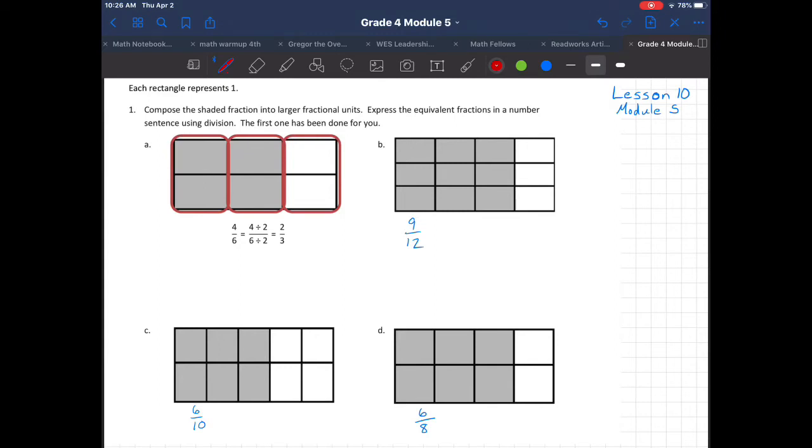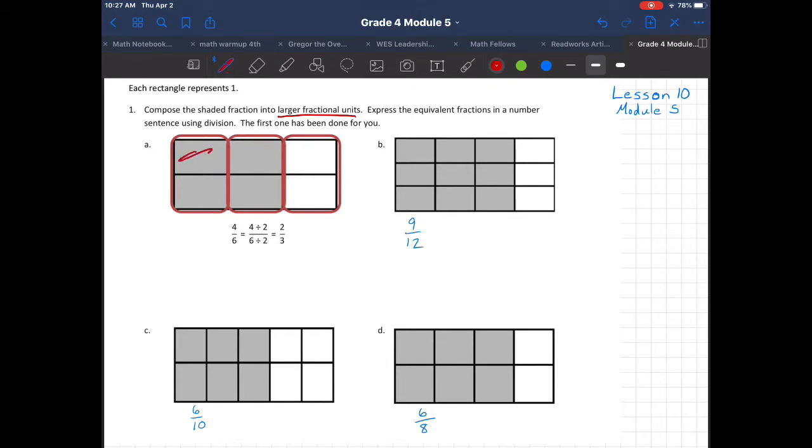Hello, here we go with lesson 10 from your workbook. So this is very much like lesson 9. We are composing the shaded fraction into larger fractional units. Express the equivalent fractions in a number sentence using division. The first one's been done for us.